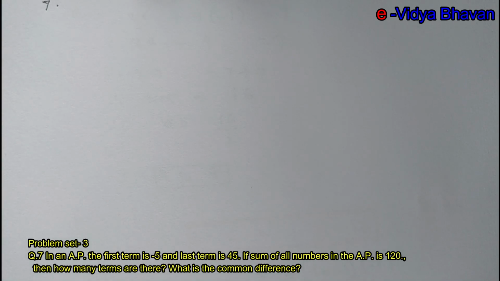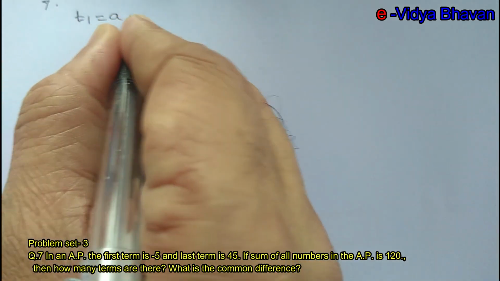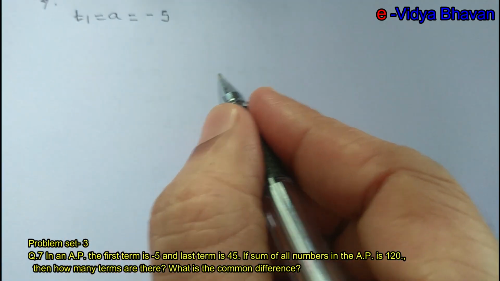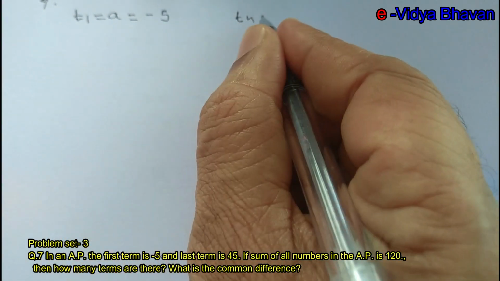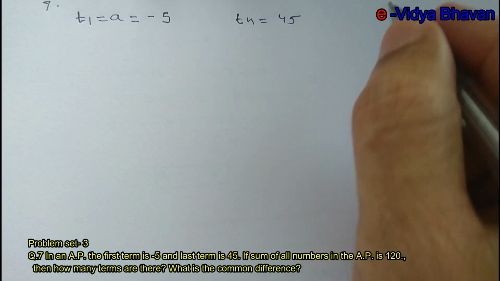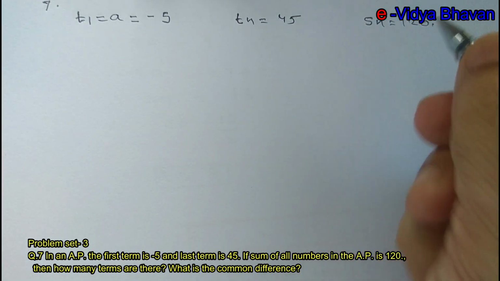In an AP, the first term is minus 5 and the last term is 45. If sum of all the numbers in the AP is 120, then how many terms are there? What is the common difference? The first term is given. That is T1 is equal to a is given to minus 5. And the last term is given, that is Tn is given to you 45. And sum of n terms, that is Sn, is also given, Sn equal to 120.